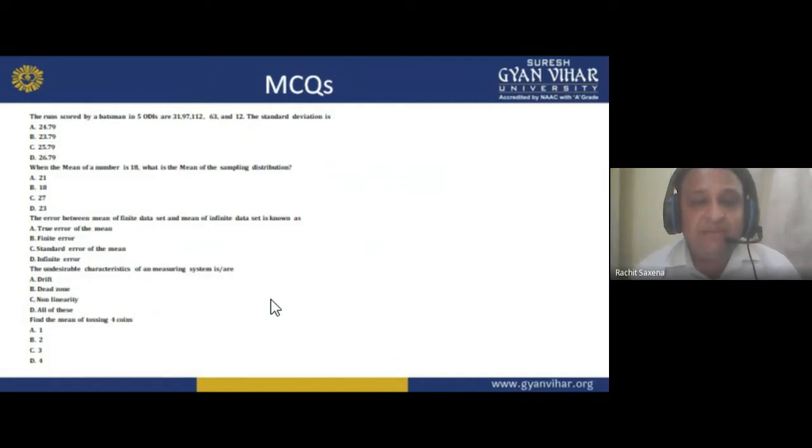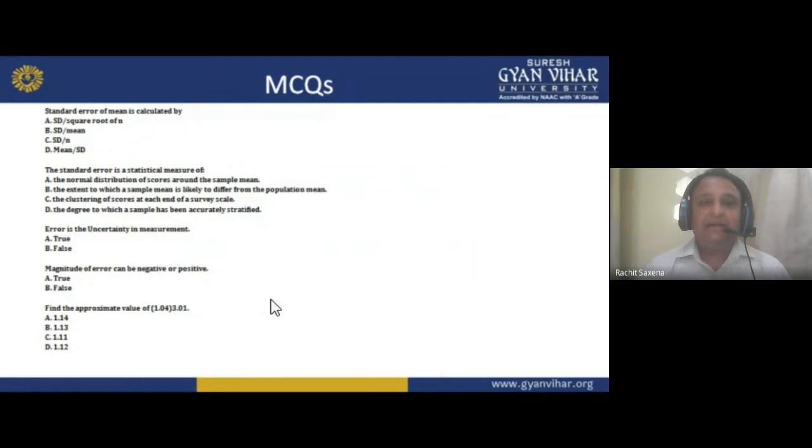The error between the mean of infinite or finite data is known as the undesirable characteristic of a measuring system. You have to identify it. Find the mean of tossing four coins. You have to take head, tail, head, whatever it is, and calculate. If you have any query, you can ask me.